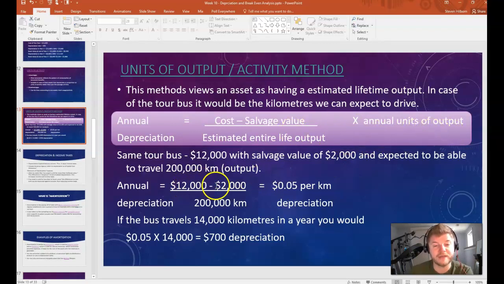So first we're going to take 12,000 minus 2,000, which is 10, divided by that 200,000 kilometers, and it'll give us about 5 cents for every kilometer in depreciation. So every kilometer we drive, our tour bus is now worth 5 cents less. Now, we know if a bus travels 14,000 kilometers in a year, it would be that 5 cents times that 14,000 kilometers, therefore about $700 in depreciation. So 14,000 kilometers on a $200,000 vehicle, it's really not that much. It has a lot of life left, but it's interesting to note it only went down $700 in depreciation.